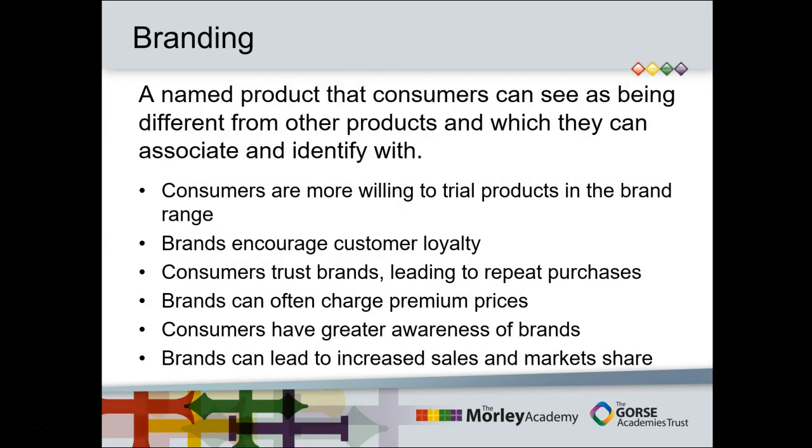Branding: a named product that a consumer sees as being different from others, which they can identify and associate with. So when we're thinking about branding, there's our definition of branding. And what we're talking about is the advantage of branding. My bullet points underneath are the advantages of having a good brand. Any of these could start an answer. So for example, brands encourage customer loyalty because the customers see them as different to other products. Therefore they want to be associated with certain brands, and this might lead to more sales.